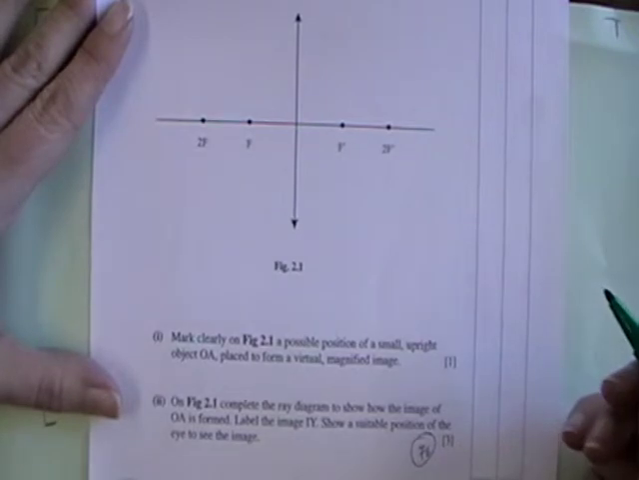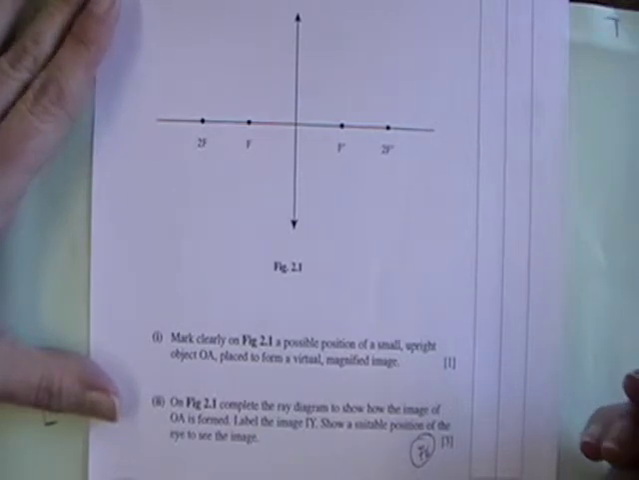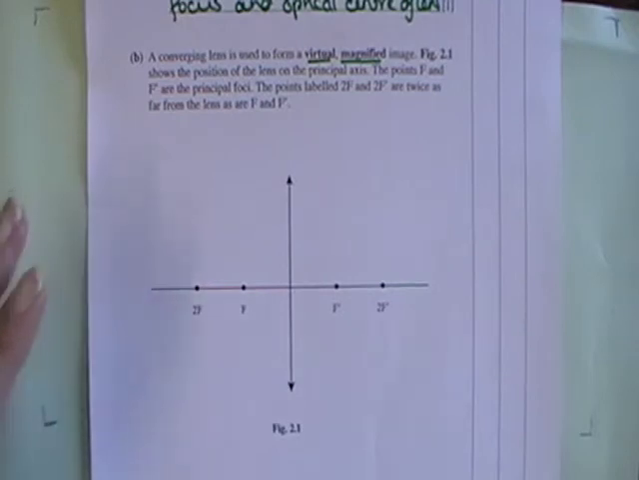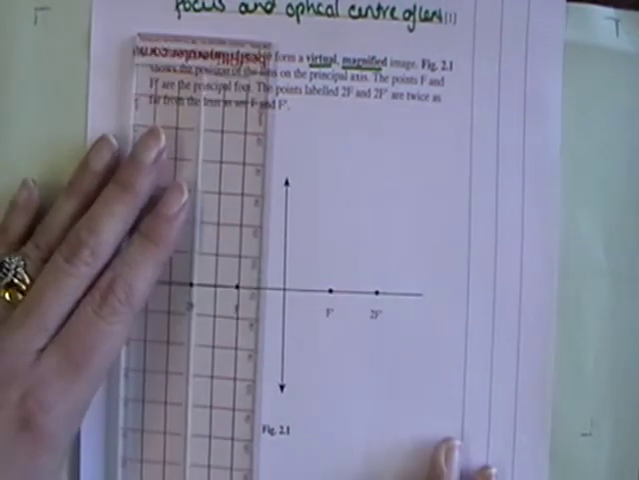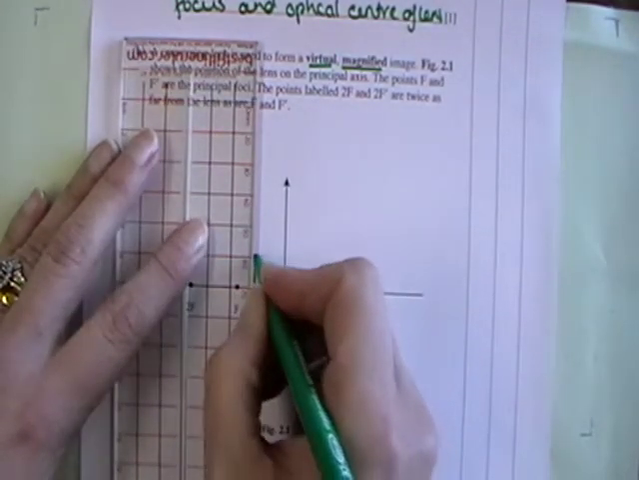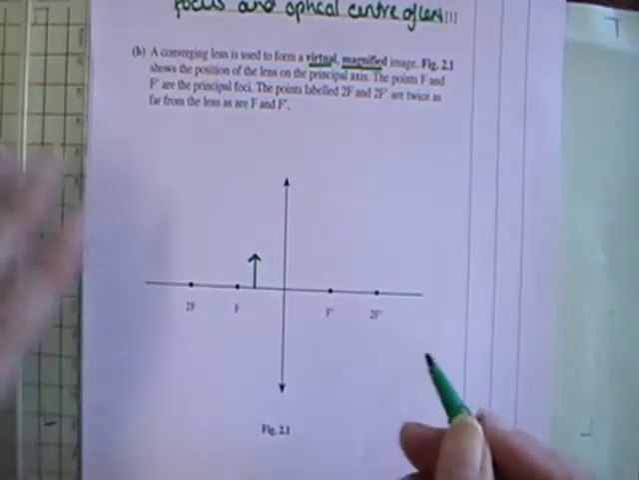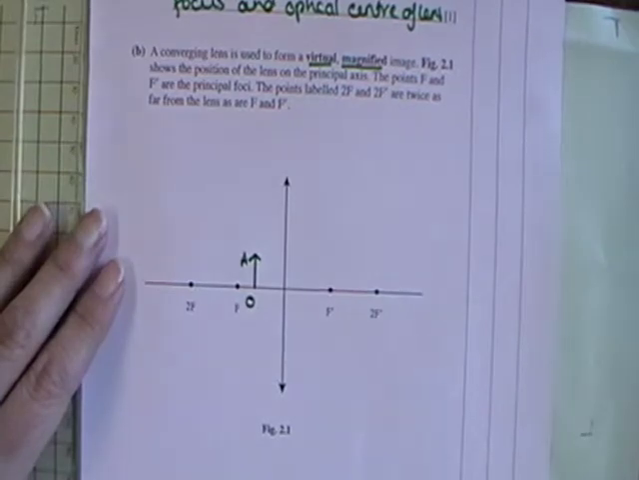Mark clearly in figure 2.1 a possible position of a small upright object, OA, placed to form a virtual magnified image. So we want small and upright, and it has to be labelled as OA. Well, if we want a magnified image with a converging lens, it must be placed between F and the lens. We'll keep it small and we label it as OA for 1 mark.